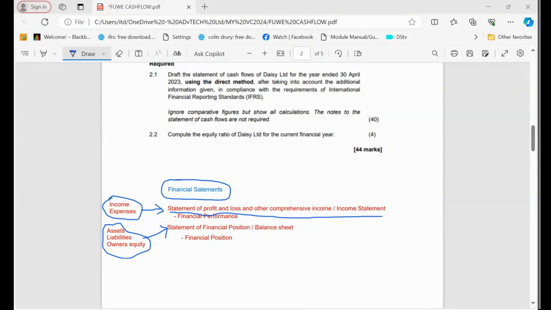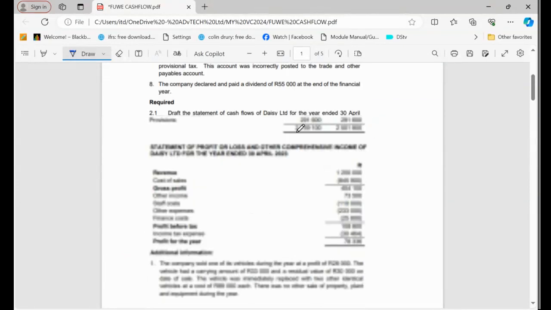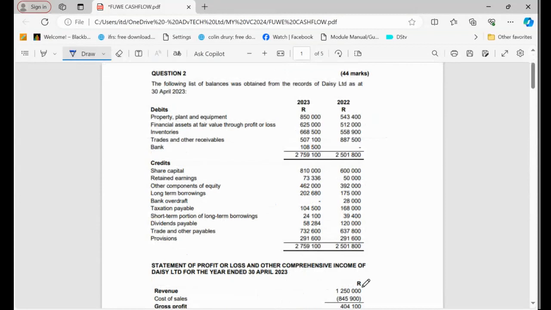Just want to check the question quickly. This is the question? Question two. As you can see, they put many, many marks. Okay.